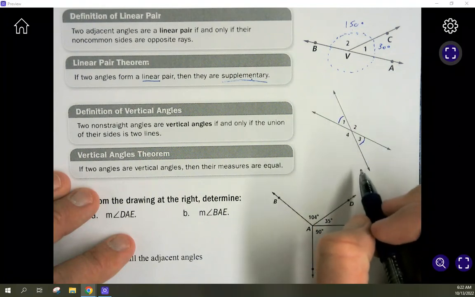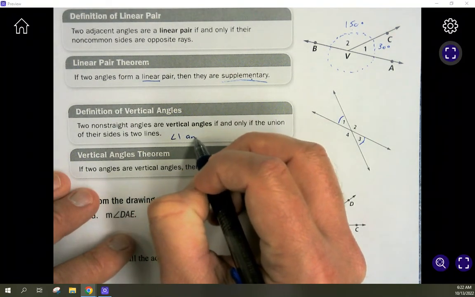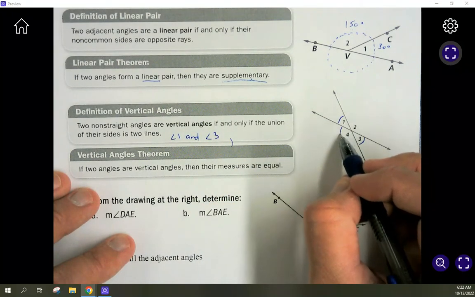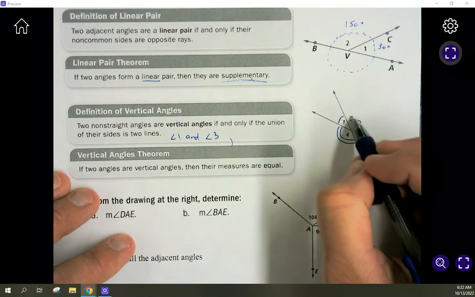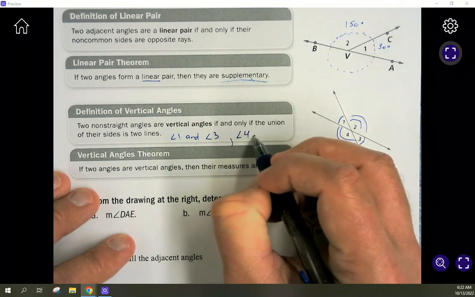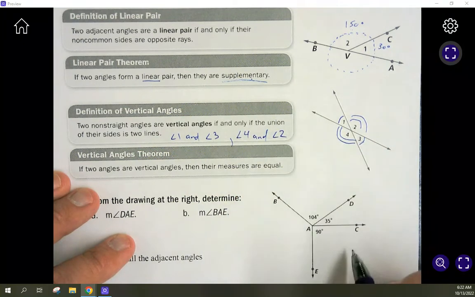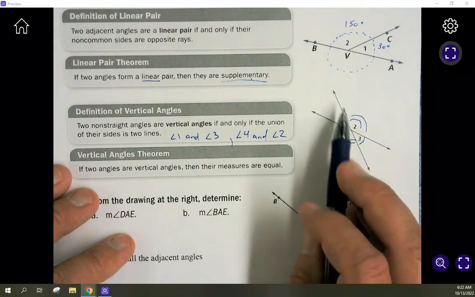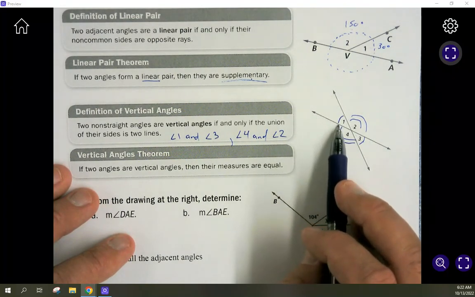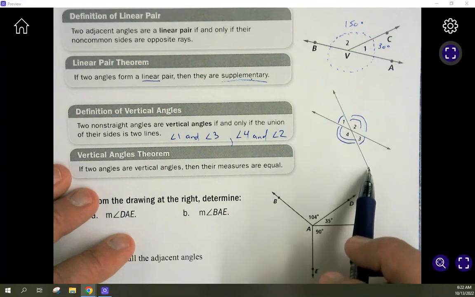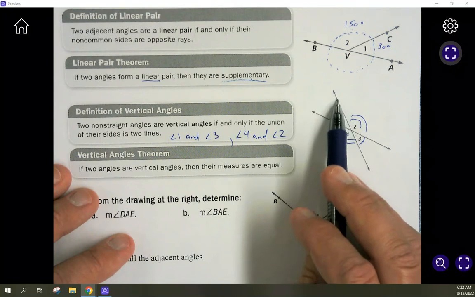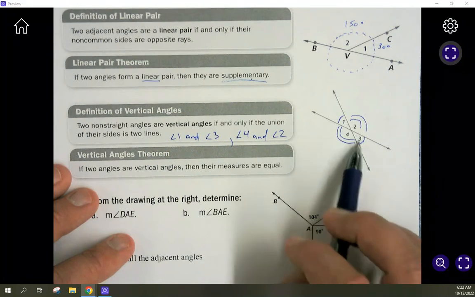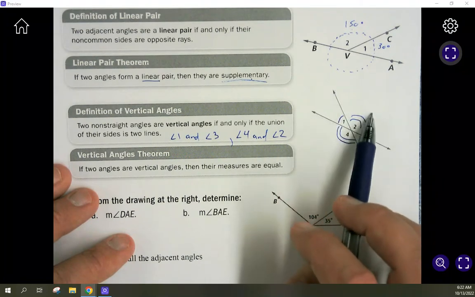So angle 1 and angle 3 are vertical. And then out here, angle 4 and angle 2 are vertical. Again, the sides that are creating those angles, angle 2 and angle 4, are shared sides. This line continues and it creates the side of angle 2. This side of angle 4 continues, that line continues and creates the other side of angle 2. So both sides of angle 4, if you extend those lines, create the two sides of angle 2.